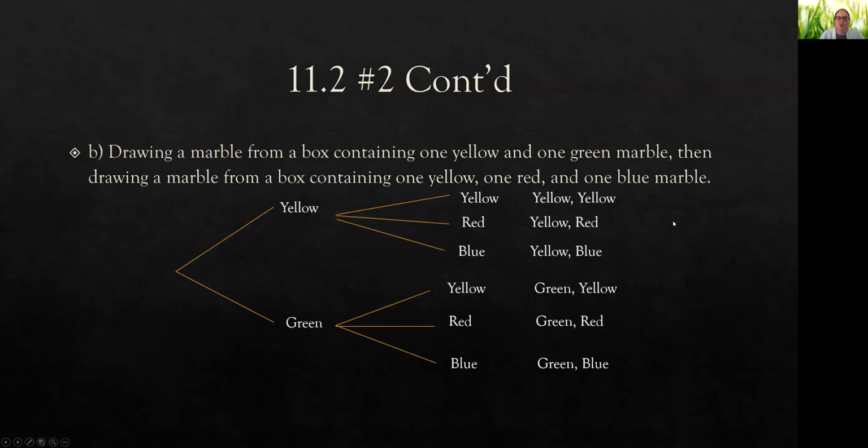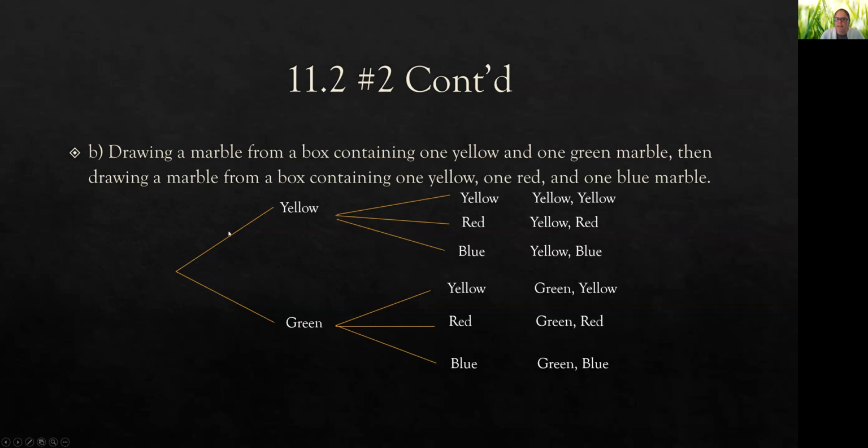Part B is drawing a marble from a box containing one yellow and one green marble, and then drawing a marble from a completely different box that contains one yellow, one red, and one blue. So the first time you draw a marble out of the first box, you're either going to draw out the yellow or the green. If you draw out the yellow, you go to the second box and you can either draw a yellow or a red or a blue. If you draw a green the first time and then you go to your second box, you can either draw a yellow, a red, or a blue.